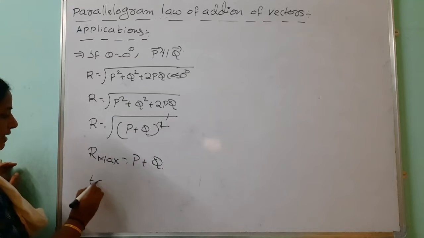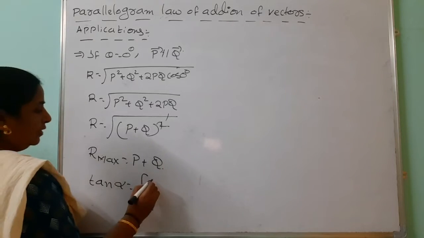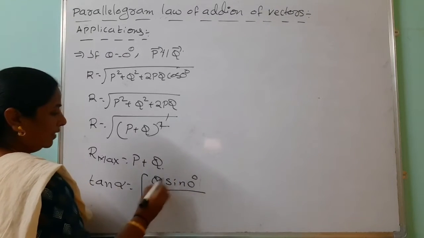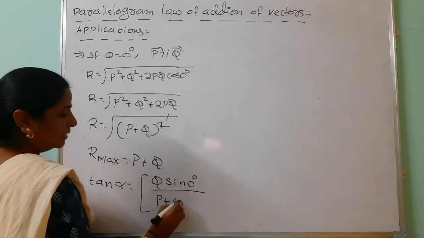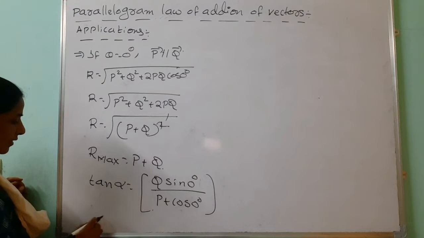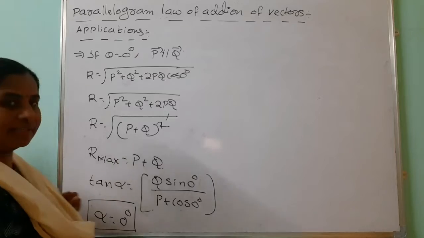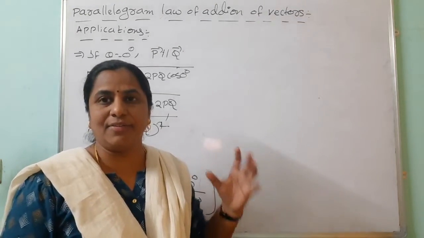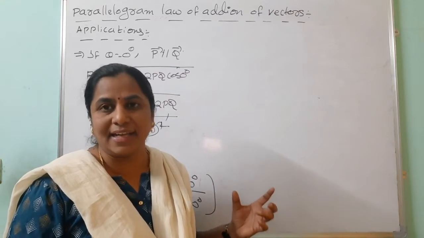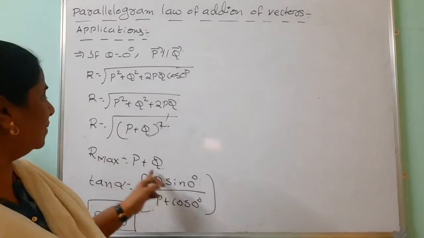Like that. In this case, how do we find the direction? Tan alpha equals Q sin theta by P plus Q cos theta. You know sin 0 is 0, so Q sin 0 by P plus Q cos 0 degrees: 0 divided by something is also 0. So alpha equals 0 degrees. Whenever they ask to find the maximum of two vectors, we can immediately take theta equals 0 degrees, with no need of doing everything. Directly we can go with the P plus Q value.